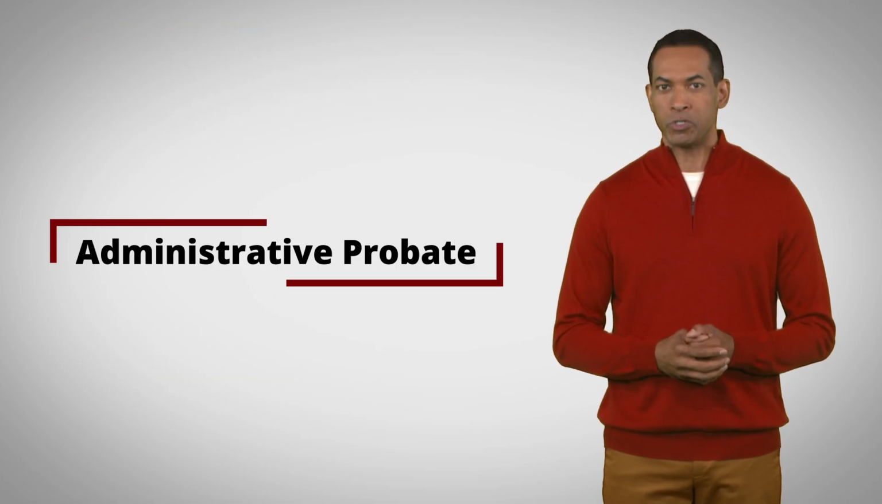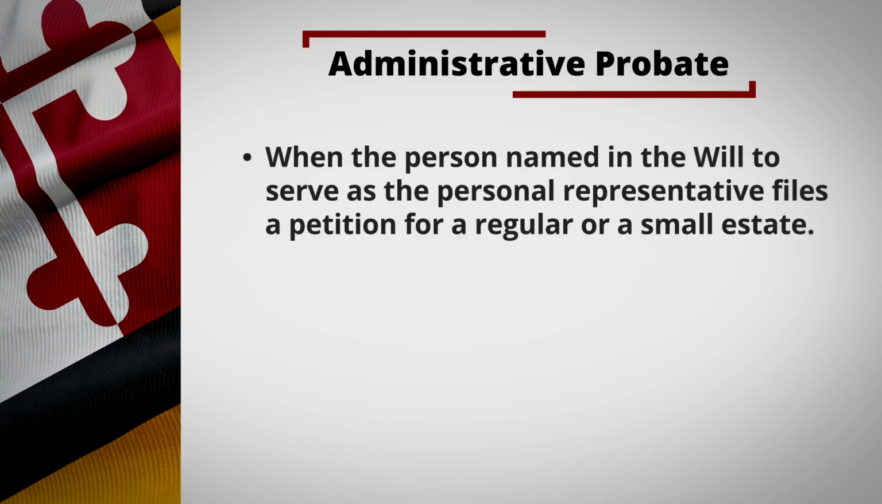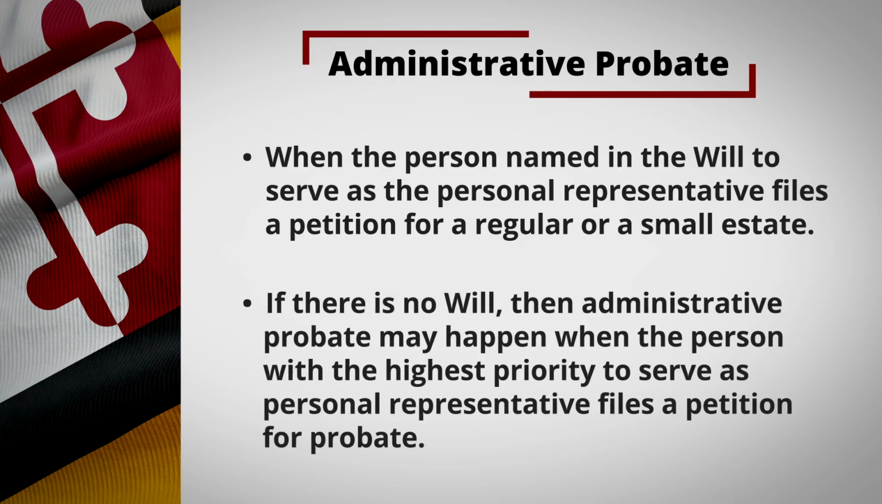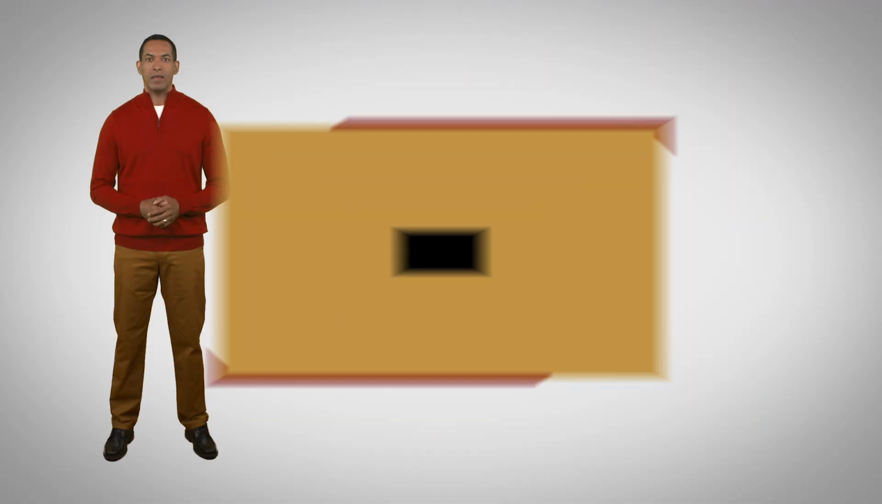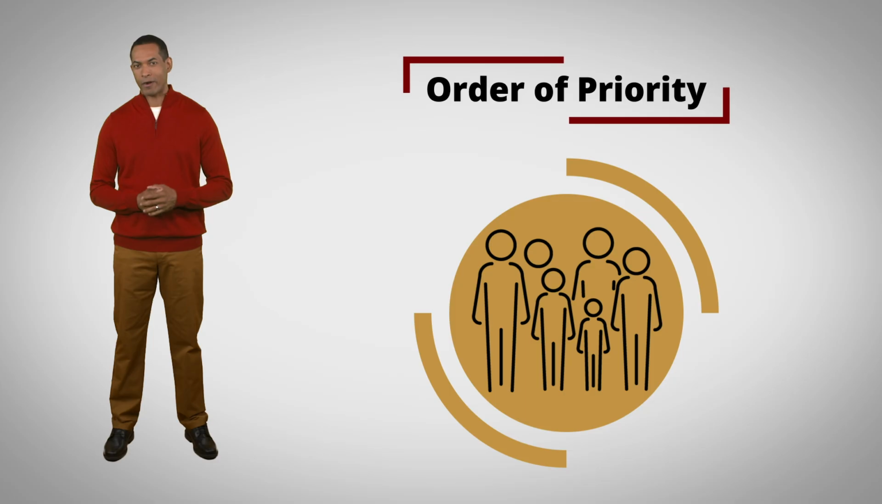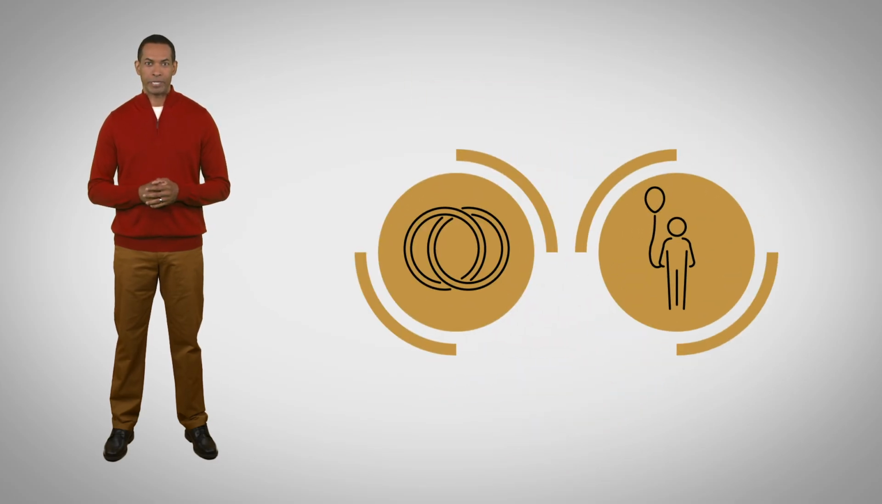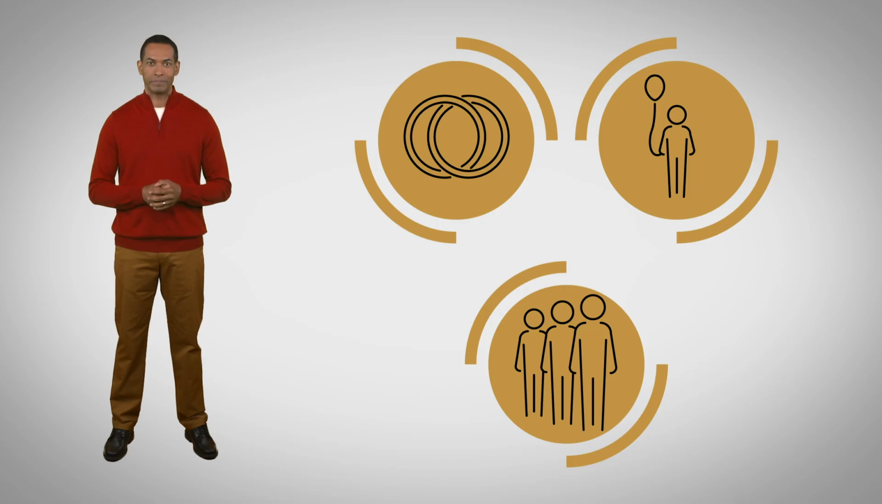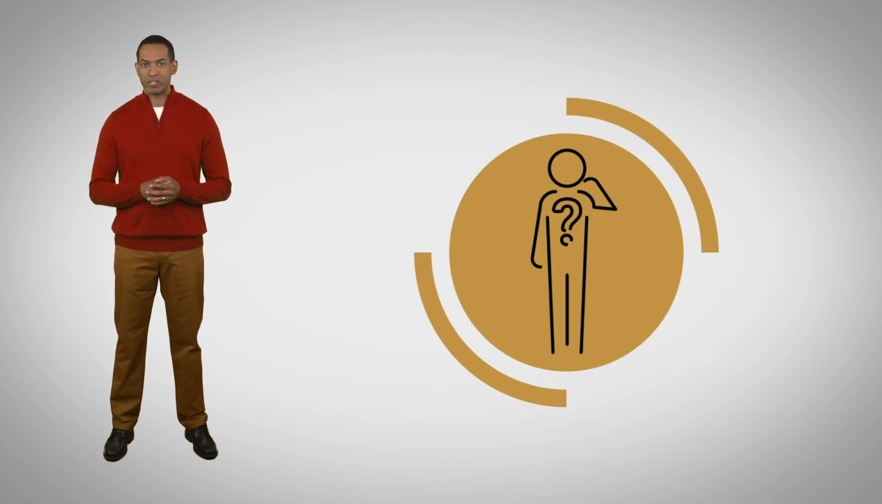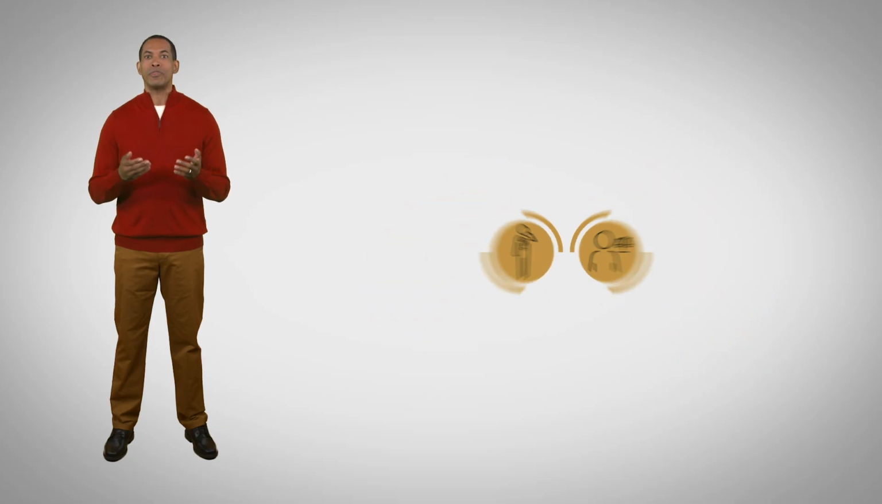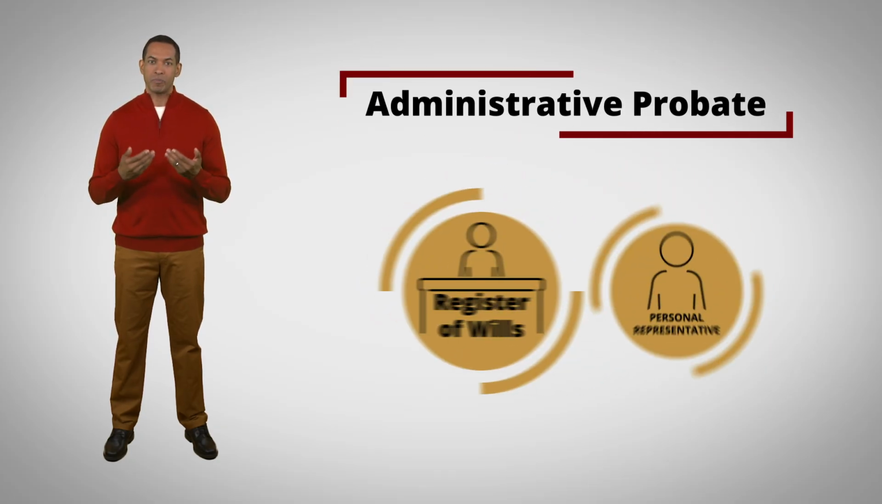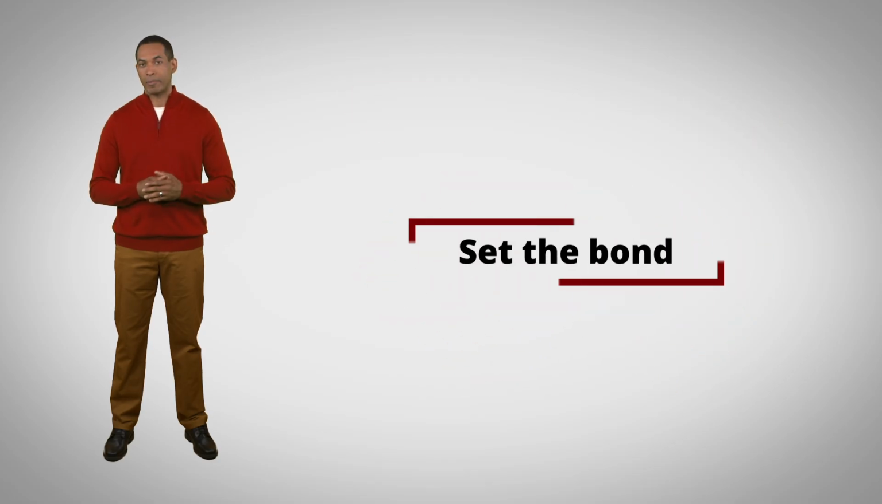Administrative probate can happen in two circumstances. When the person named in the will to serve as the personal representative files a petition for a regular or a small estate. If there is no will, then administrative probate may happen when the person with the highest priority to serve as personal representative files a petition for probate. The order of priority depends on who is entitled to inherit. A spouse and child have equal priority. All other heirs follow in a specified order. If you are unsure about whether you have the highest priority, talk to a lawyer. With administrative probate, the Register of Wills may appoint the personal representative and set the bond.